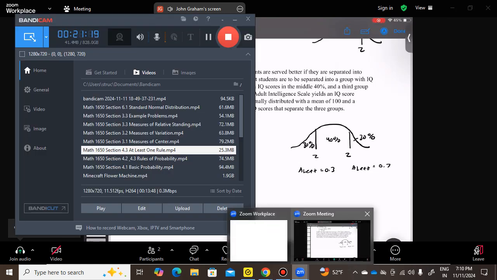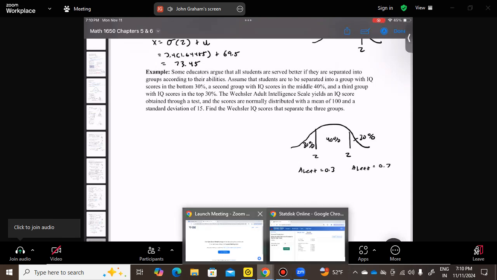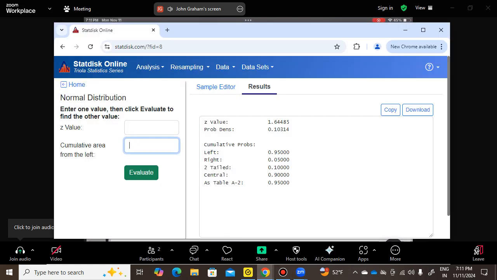Oops, wrong thing. All right, so 0.3. Okay, first z-score is negative 0.5244. And then the second z-score, 0.7, is a positive 0.5244.